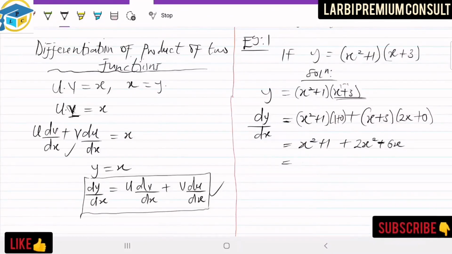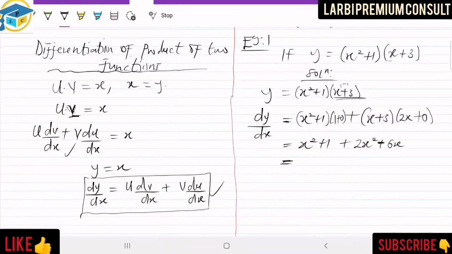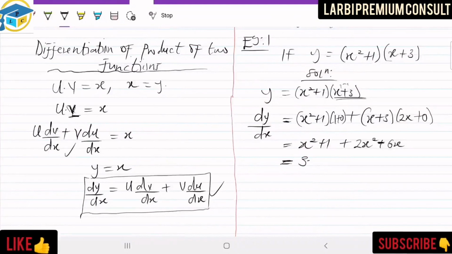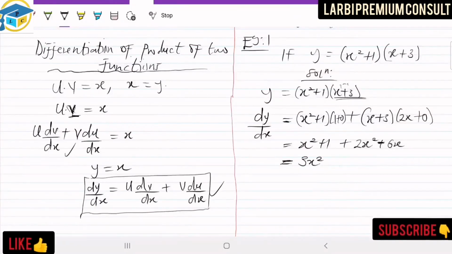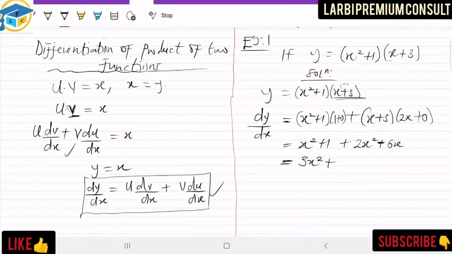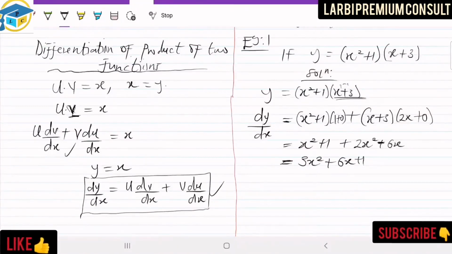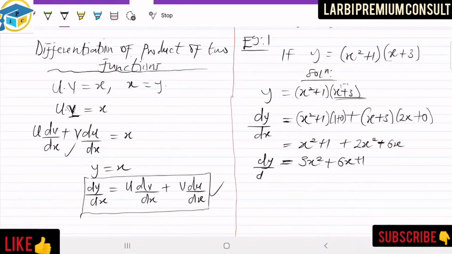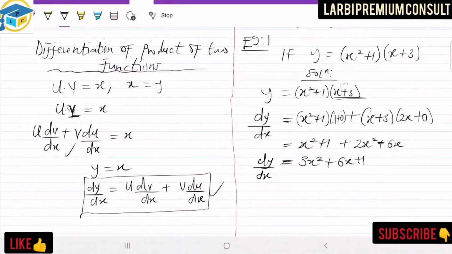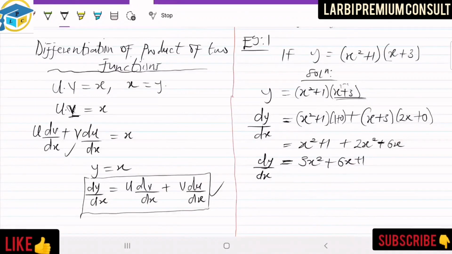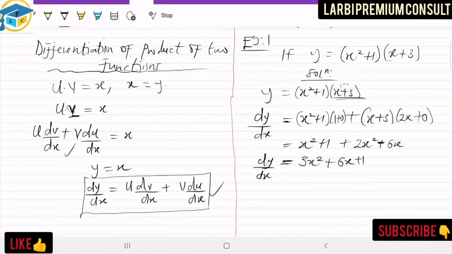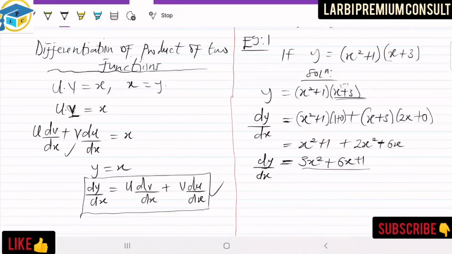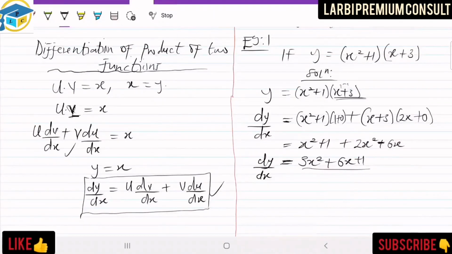Then I will group like terms. Here I have 2x squared, and I have x squared here. So it's going to be 3x squared, plus 6x, plus 1. So this is going to be the differential for these two functions, x squared plus 1 and bracket x plus 3. It's going to be 3x squared plus 6x plus 1. Or let's go by the formula approach and let's see what you're going to get.